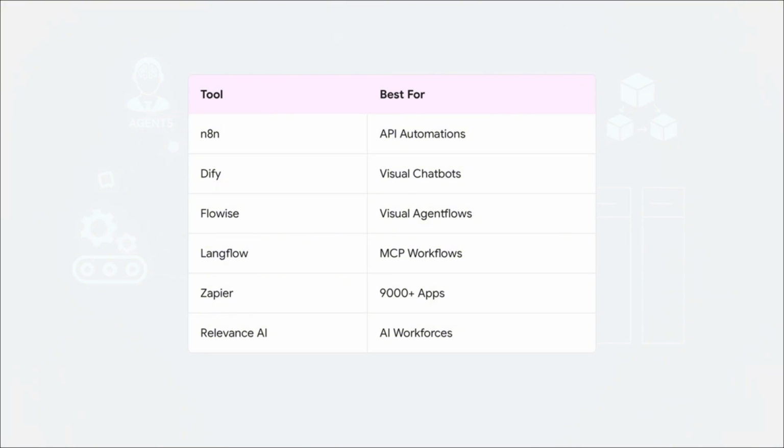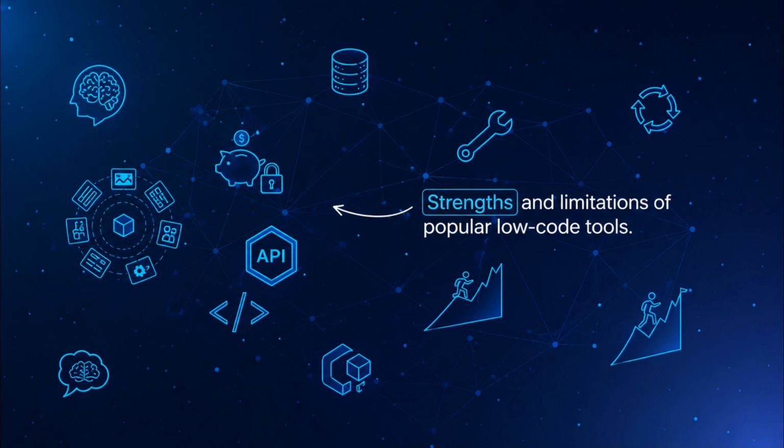AI workforces. Now, while these low-code tools are super easy to jump into, you do have to weigh some trade-offs. Zapier, for instance, is super familiar and incredibly easy to start with, but cost can definitely creep up if you're using it heavily, and it gets a bit restrictive with super complex logic.